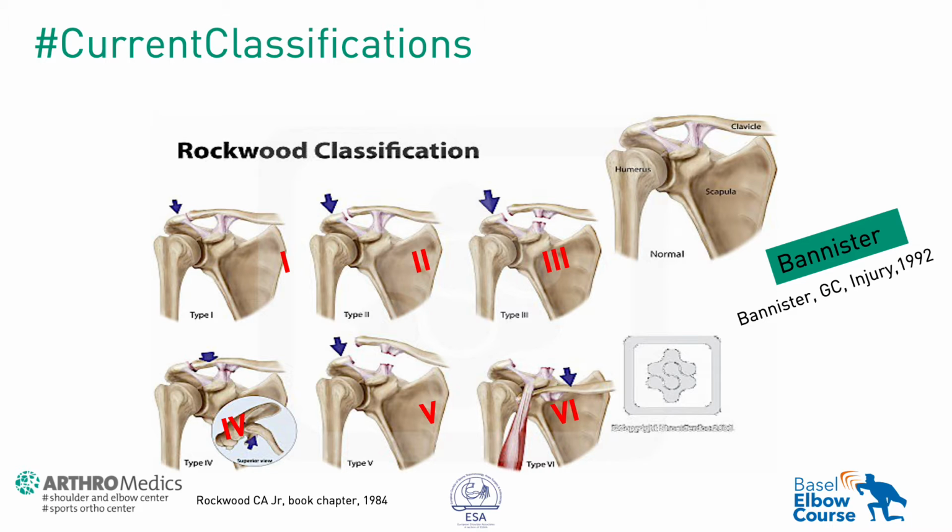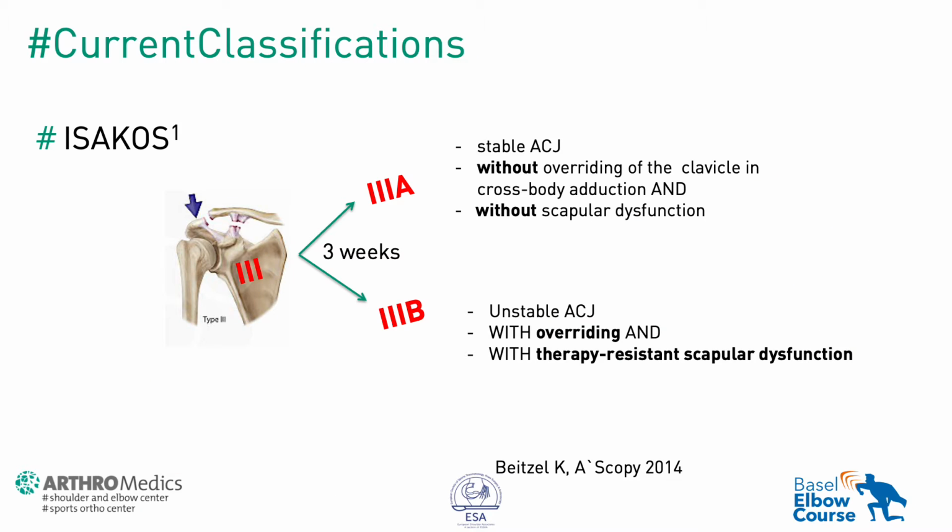Grade 6, interestingly, was never seen, except for one surgeon who told me he saw it in a multi-injured patient, but otherwise we see 1 to 5. Additionally, the ESSKA statement differentiated grade 3 Rockwood AC joint dislocations into 3A and 3B after 3 weeks.